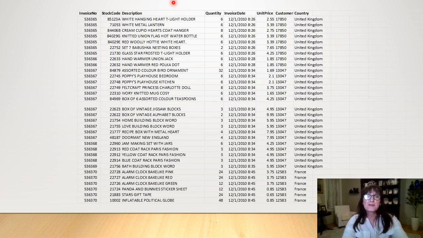The data set that I'm using is from UCI's Machine Learning Repository, and it details a year's worth of invoices from an online retail shop in the UK. You can see that the products are different gift items, all up and down here.